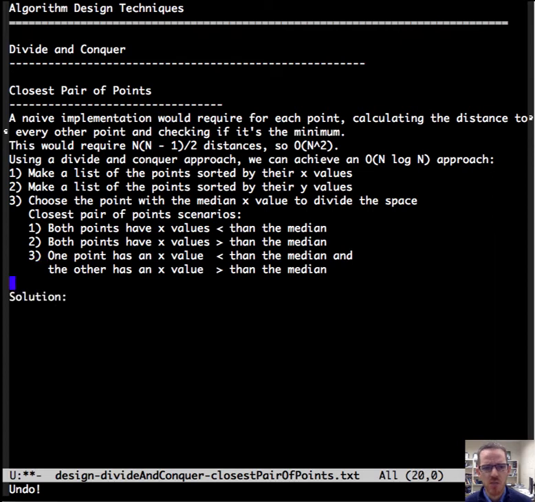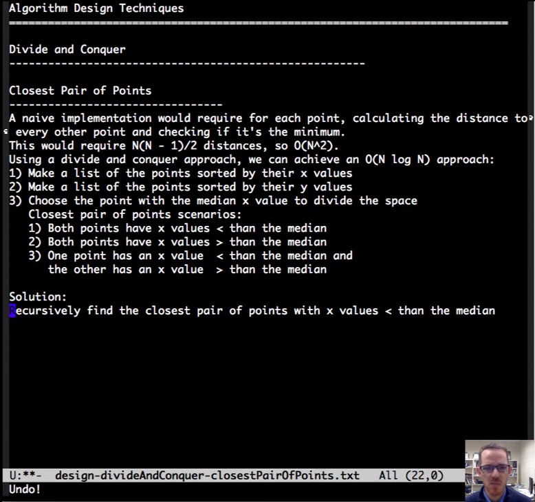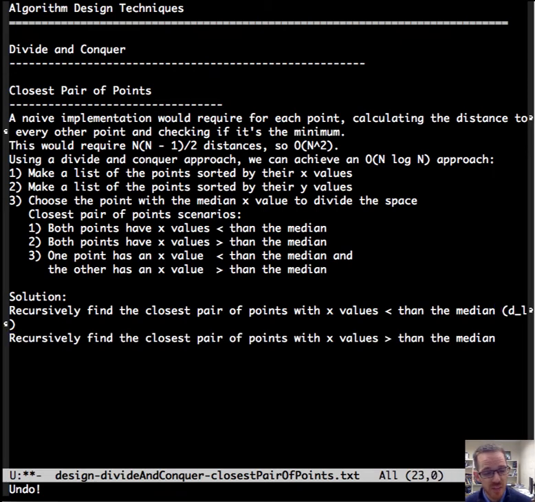So the solution for part 3 is we're going to recursively find the closest pair of points with x values less than the median, and we're going to call that d sub l, for the distance on the left. And for now, we'll just assume that we have a working solution and they were able to find the closest pair of points. Then we're going to recursively find the closest pair of points with x values greater than the median. And now we've solved that, and we're going to call that d sub r, for the distance on the right.